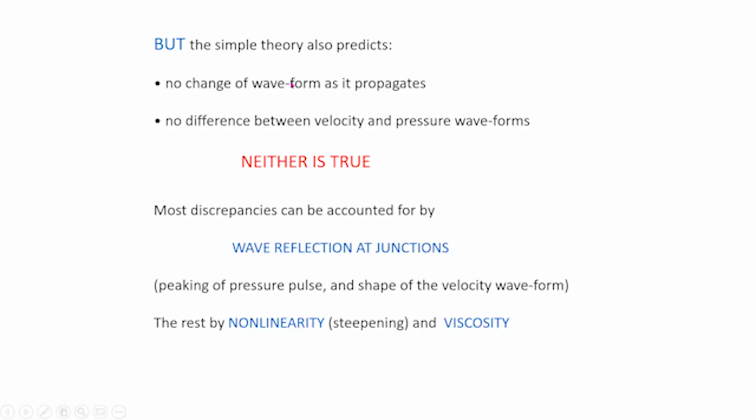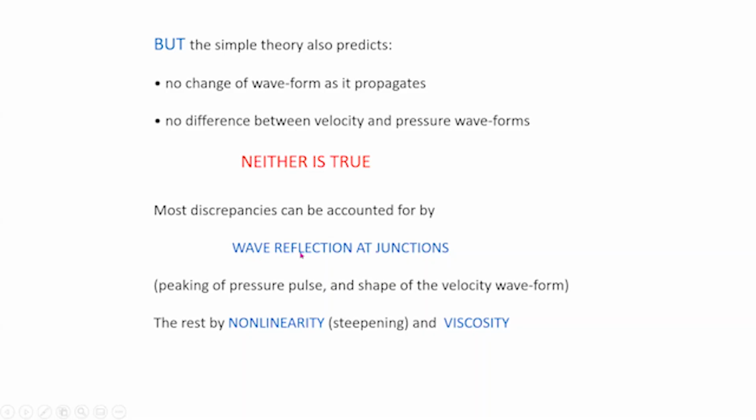It predicted the wave speed, but it also predicts that there is no change of the shape of the pressure wave as it propagates, and that there's no difference between the shape of the velocity and the pressure waves. And neither of those is true. Most of the discrepancies can be accounted for by considering the fact that the arteries are branched and you get reflections of waves whenever they come across an obstruction. And the things that do come out of that theory are the peaking of the pressure pulse and the shape of the velocity waveform. The steepening at the front is a nonlinear effect, which I shan't be talking about, and the effect of viscosity is present but not dominant.